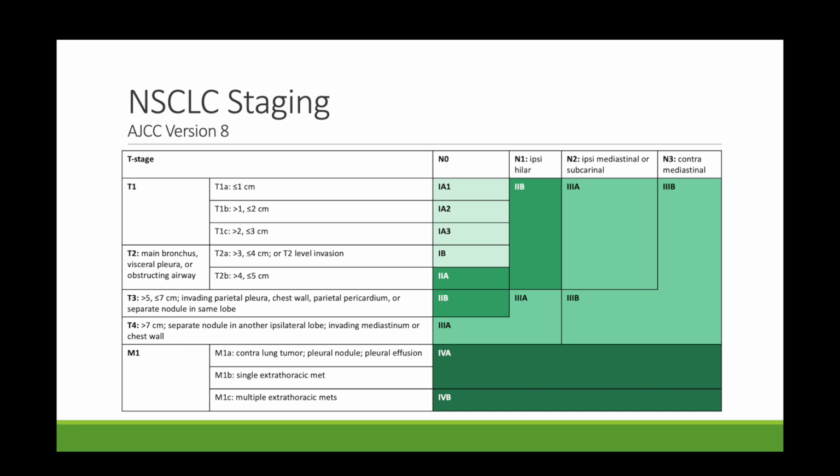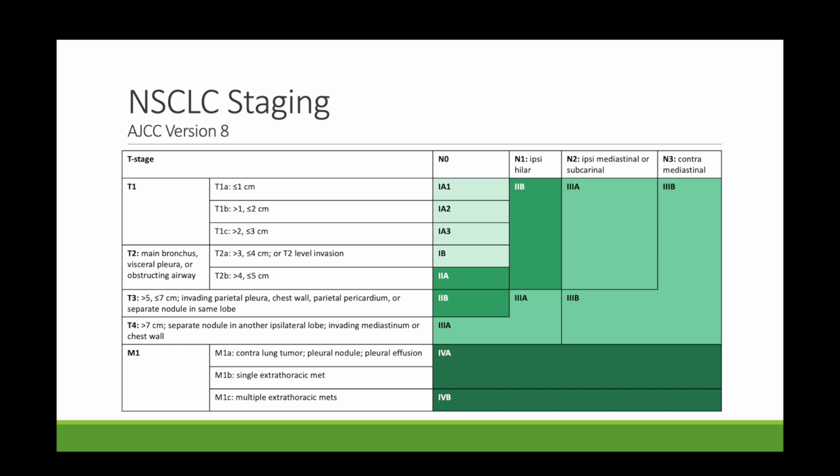And then M1 disease is if there is a metastasis. So M1A disease can be a contralateral lung tumor, so that is considered a metastasis, or if there's any pleural involvement, whether that's a pleural nodule or a pleural effusion. M1B disease is if there is a single extrathoracic met, and then M1C disease if there's multiple extrathoracic mets. So that's sort of the TNM staging.